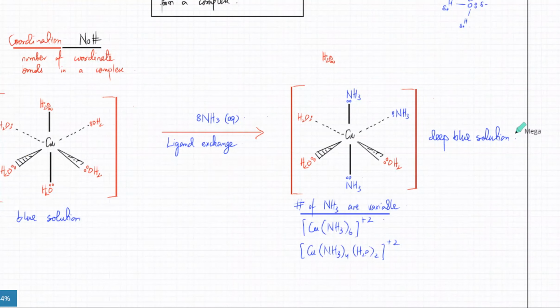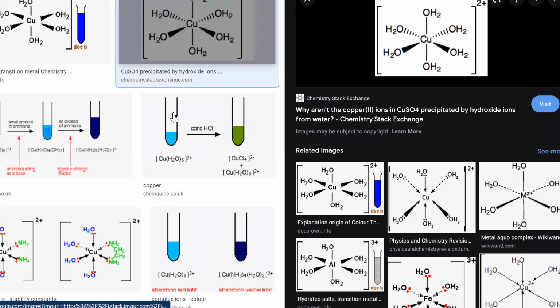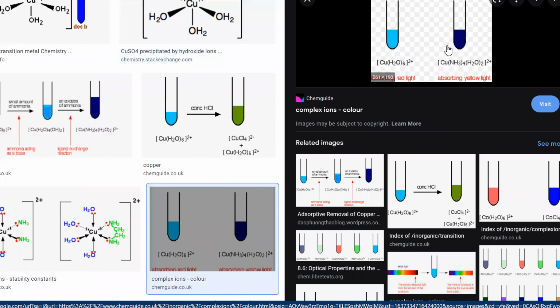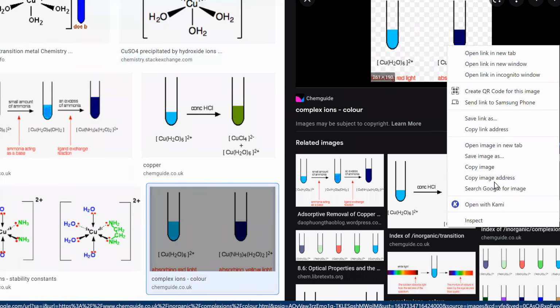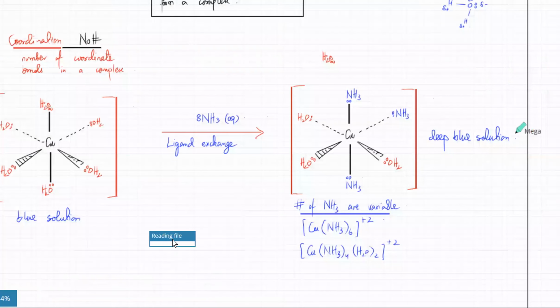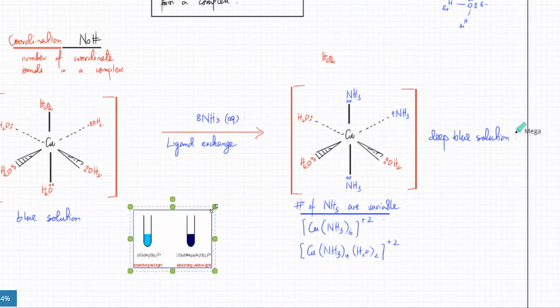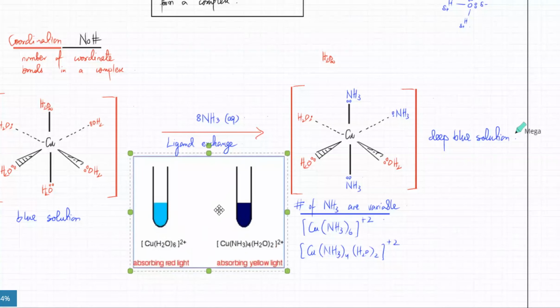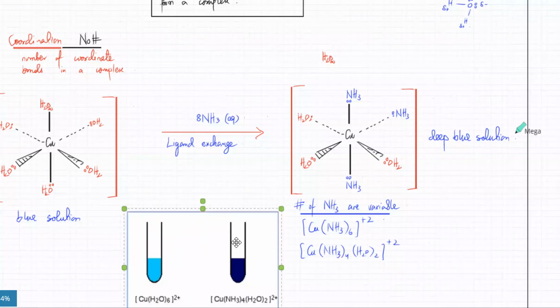If you remember the test, for example, over here, this image, we can just copy paste this. Just to give you an idea of color, you must have seen this, although most of you haven't done practicals.